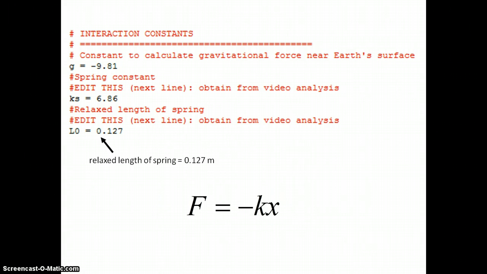The relaxed length of the spring without the mass is 0.127 meters. This was found using Hooke's law. The force is negative mg, so this can be written to solve for x, which is L minus L naught, and solving for L naught produces this equation.